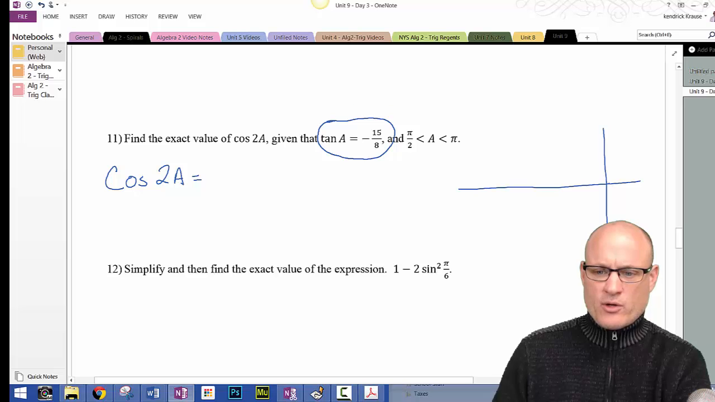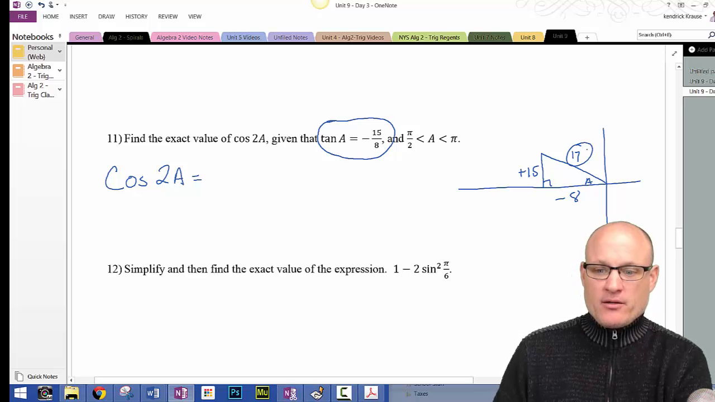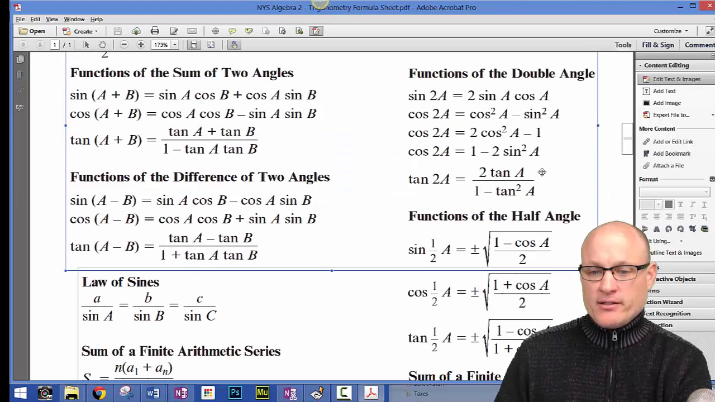We're in the second quadrant, because that's what it tells us. And it tells us the tangent is negative 15 over 8. Actually, this should be the negative. This should be the positive. And if you do the Pythagorean theorem, you'll end up with anybody, Bueller, 17. Perfect. 17.